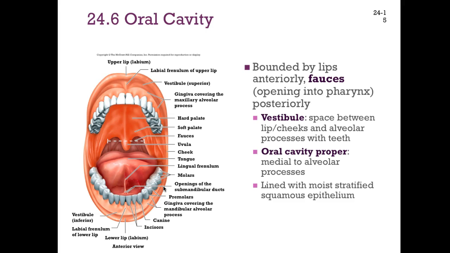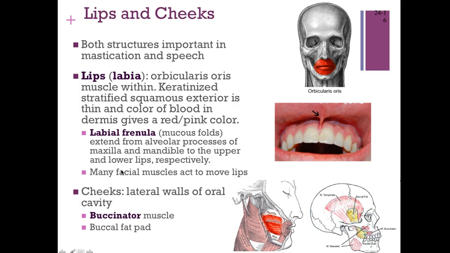Now our oral cavity proper is the area that is medial to our alveolar processes. So that's all of this space in here is our oral cavity proper. And all of this area is lined with moist stratified squamous epithelium. So our lips and cheeks, we need both of these for mastication and also speech.